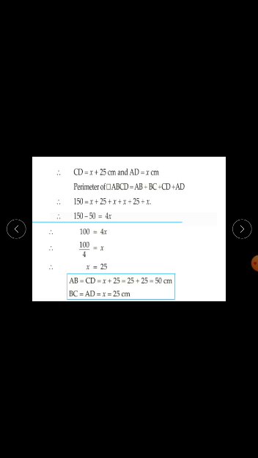But what is x? AB is equal to CD, which is x plus 25, and the value of x is 25. So 25 plus 25 equals 50 centimeters. So AB equal to CD is 50 centimeters, and BC equal to AD is equal to x, which is 25 centimeters.